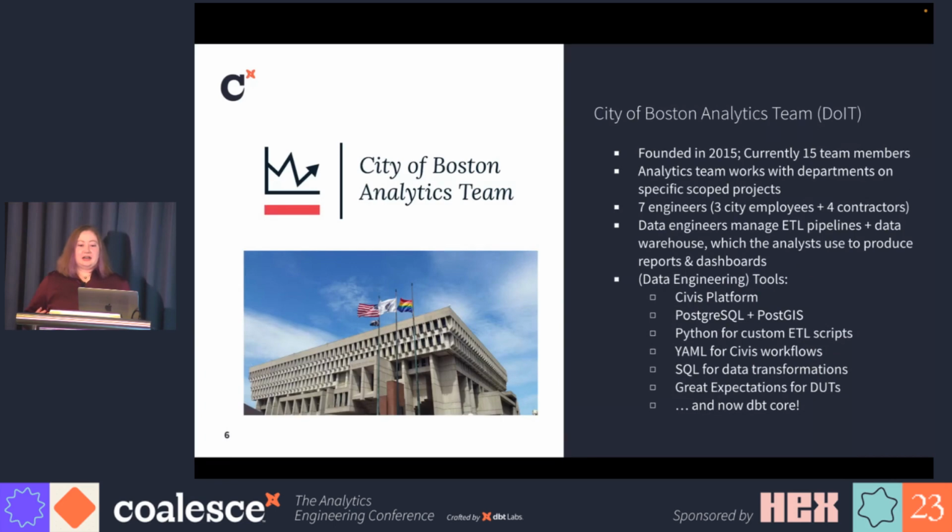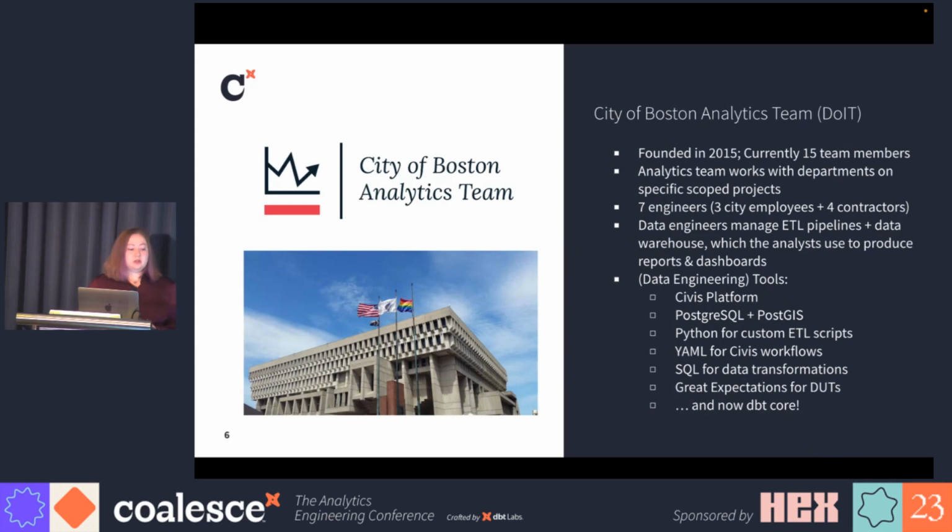The City of Boston analytics team, which is housed within the Department of Innovation and Technology, was founded in 2015. The team size has fluctuated, but currently we are at 15 members. The analytics team serves as an internal consulting team for the different city departments. So we do data work for another team that may not have the capacity to ingest data and build out a data pipeline and a dashboard.